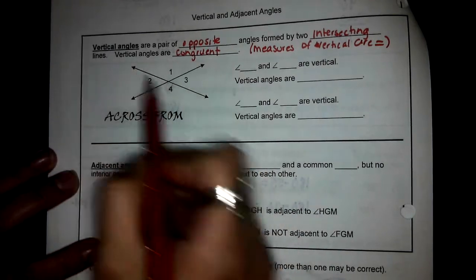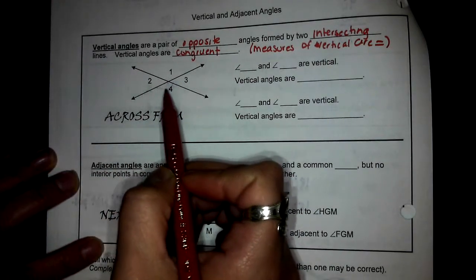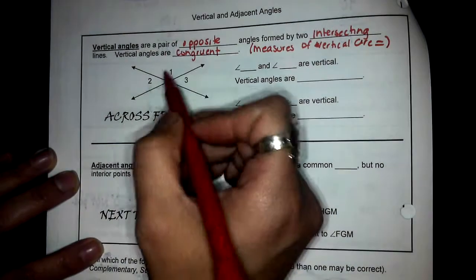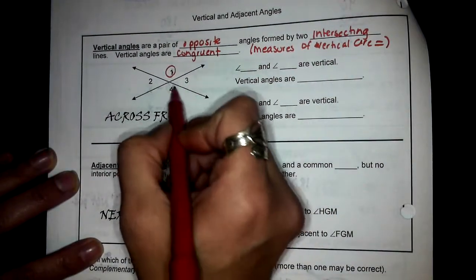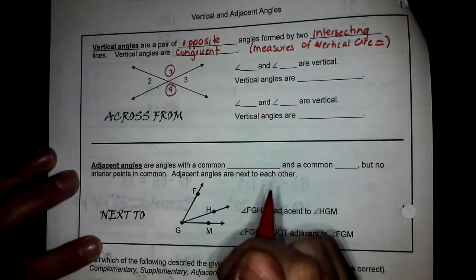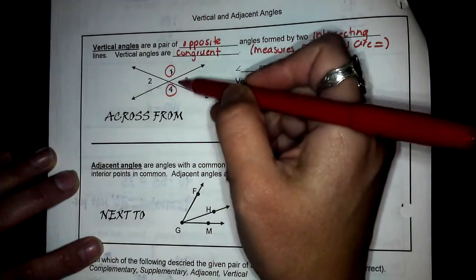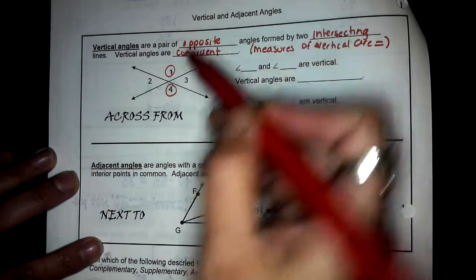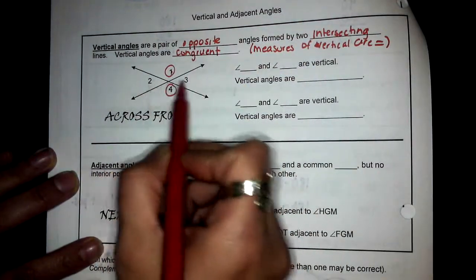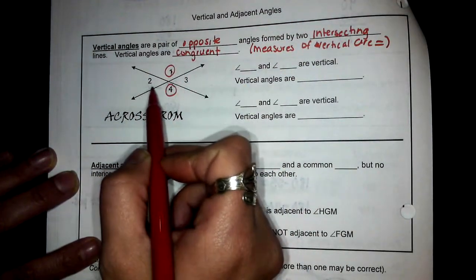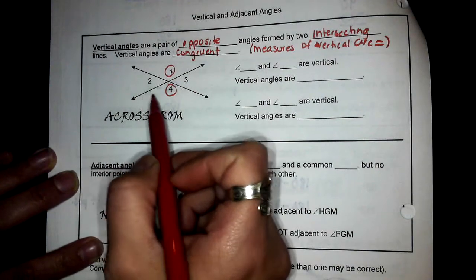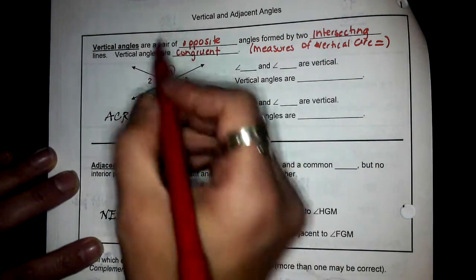All right, so again, we've got two lines that intersect, so they form vertical pairs. If you look at this, 1 and 4 are opposite from each other. So that means 1 and 4 are vertical angles. Okay, and they are congruent to each other, so their measures are equal. 2 and 3 are opposite from each other. Okay, so those are vertical angles. So they are congruent to each other, and their measures are going to be equal to each other.